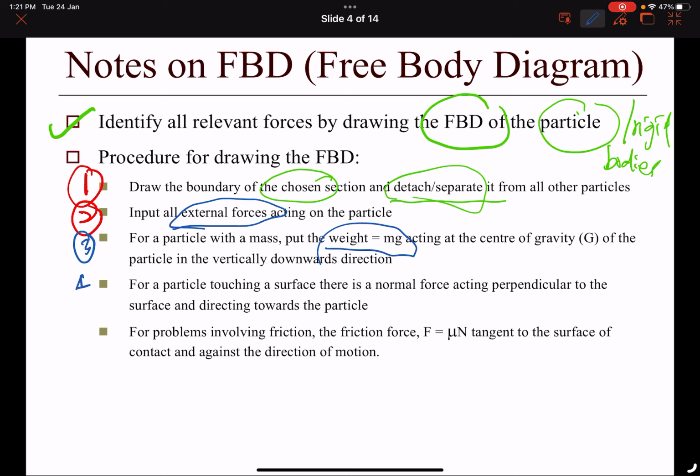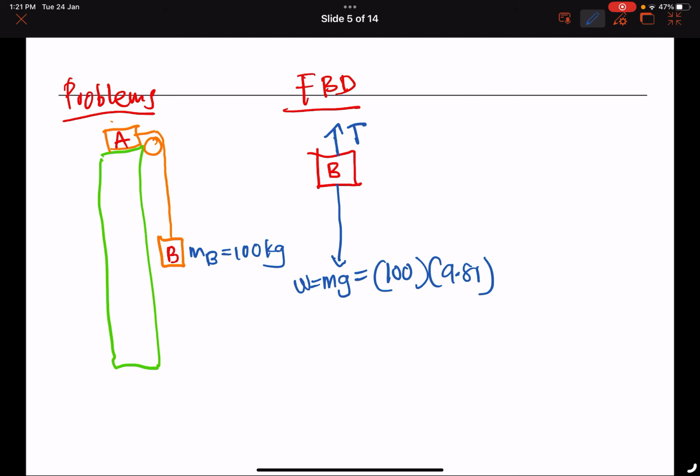So number 4, let's say the particle or the rigid body is touching a surface, there is a normal force acting perpendicular to the surface and directed to the particle. So in this case, for the particle B, there is no touching surface. The touching surface only happens at the particle A or rigid body A. So let's say you are drawing an FBD for A, and then you have this one. Let's say mA is equal to 50 kilograms.